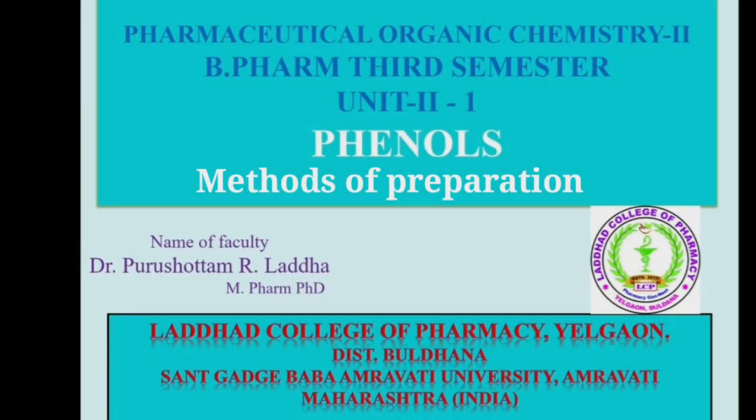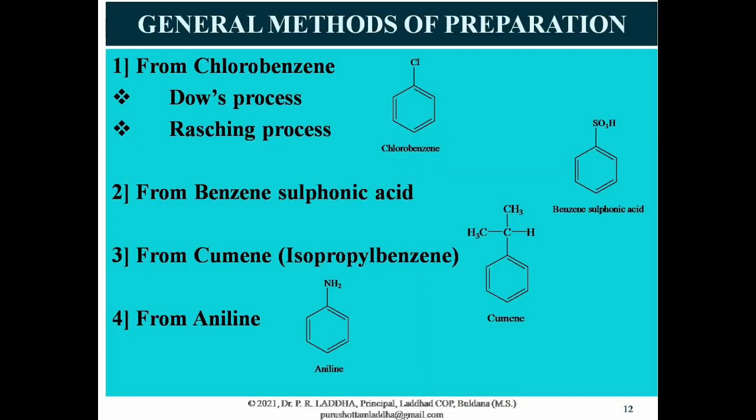Hello friends, in our first video we have seen the introduction about phenols. Now the next part of phenol, that is general methods of preparation. We can prepare phenol by four different methods. We can synthesize phenol from chlorobenzene, second one from benzene sulfonic acid, third method is from cumene, that is isopropyl benzene, and we can also prepare phenol from aniline.